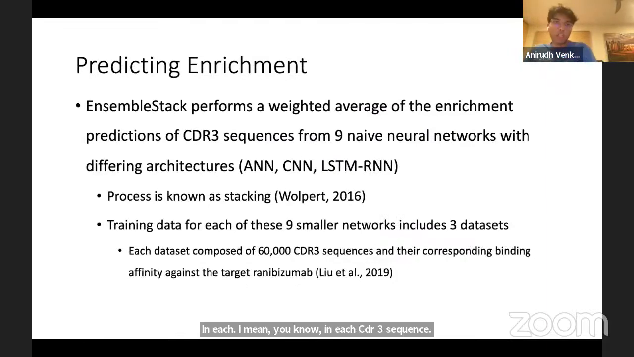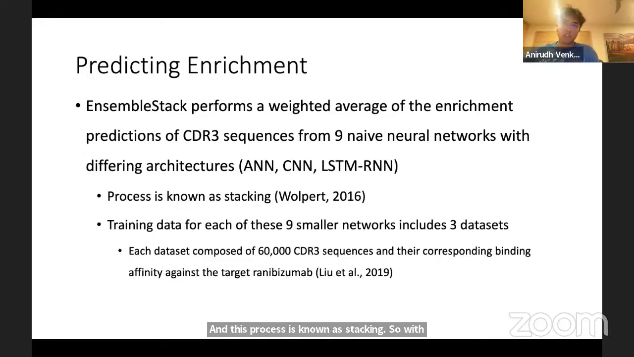In order to predict the enrichment or the binding affinity of the CDR3 sequence, what EnsembleStack does is perform a weighted average of the enrichment predictions from 9 more naive neural networks with different architectures. So you have artificial neural networks, convolutional neural networks, and a long short-term memory recurrent neural network, or LSTM-RNN. And this process is known as stacking.